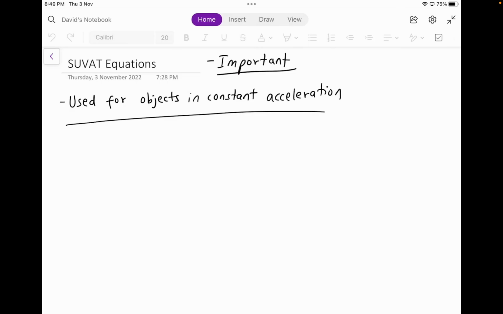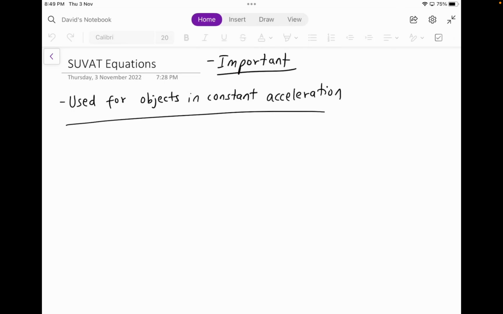Alright, SUVAT equations. Now the most important part of what SUVAT equations are, they're usually used for objects in constant acceleration. So what I mean by that is they're most likely invaluable in any situation where acceleration is constant. So it's part of the chapter of motion along a straight line at constant acceleration. So that's the most theoretical part that you have to know about SUVAT equations and how they come about.